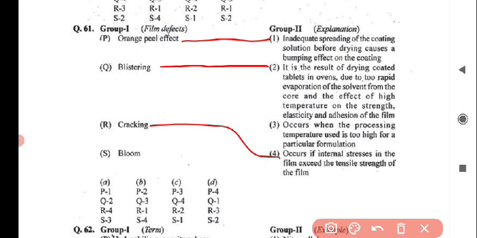Next is bloom, and the correct answer is option number 3, that is it occurs when the processing temperature used is too high for a particular formulation. So for this, option number A is correct.